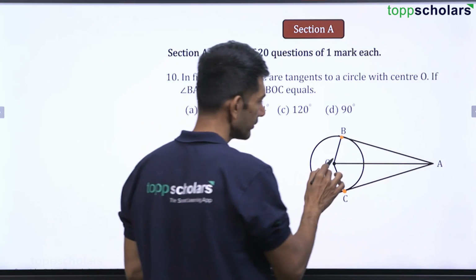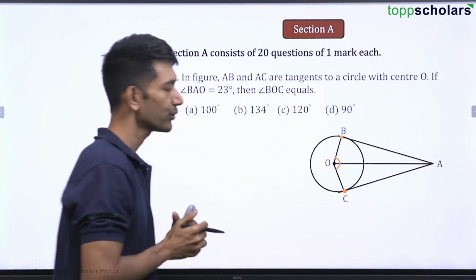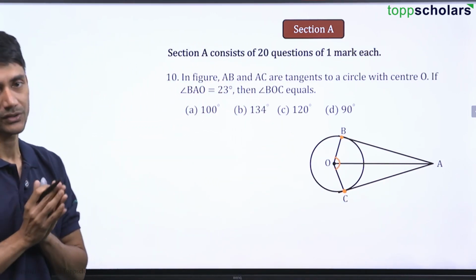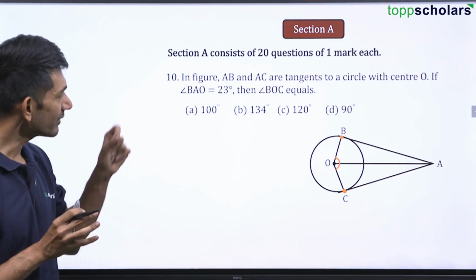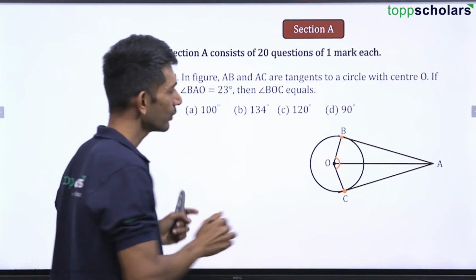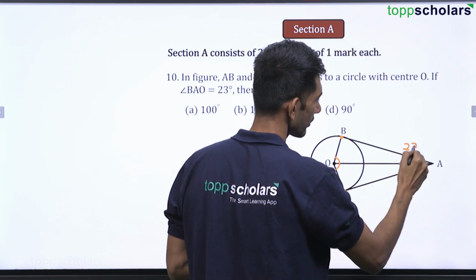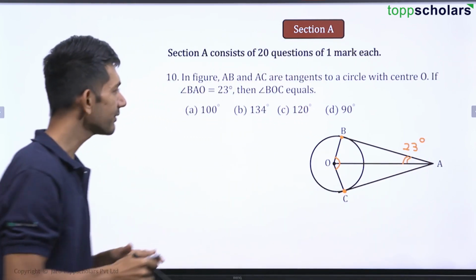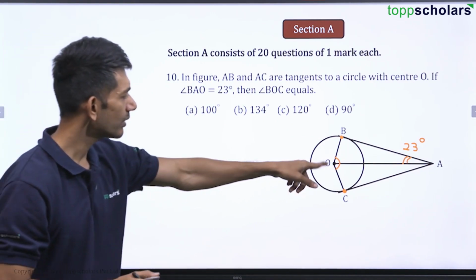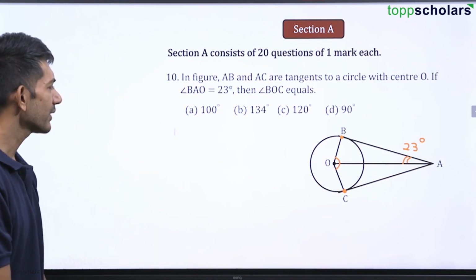This entire angle BOC is how much? That is the question. What is given? Angle BAO is 23 degrees. We are supposed to find out the measure of angle BOC. Now this is very simple.